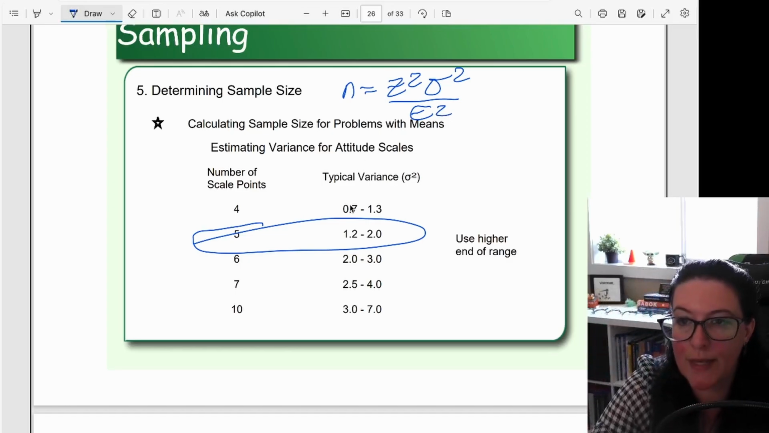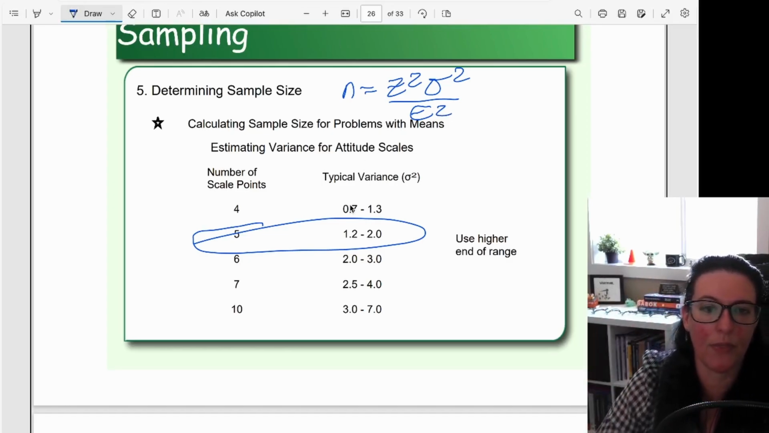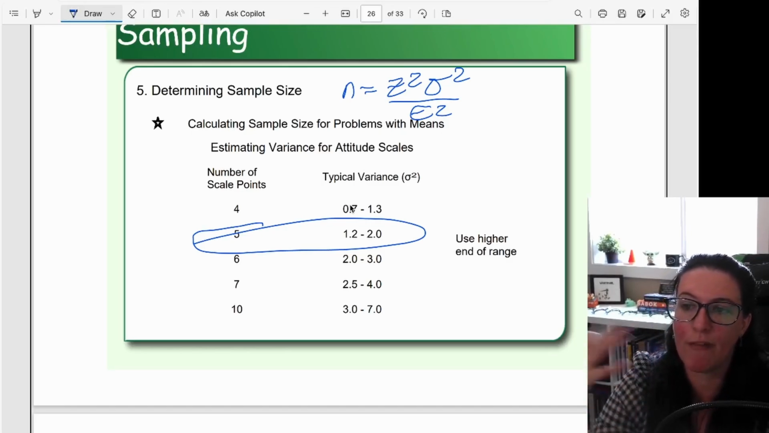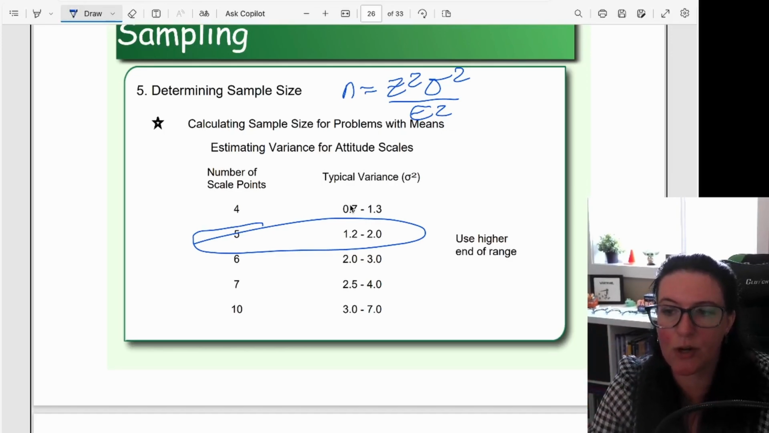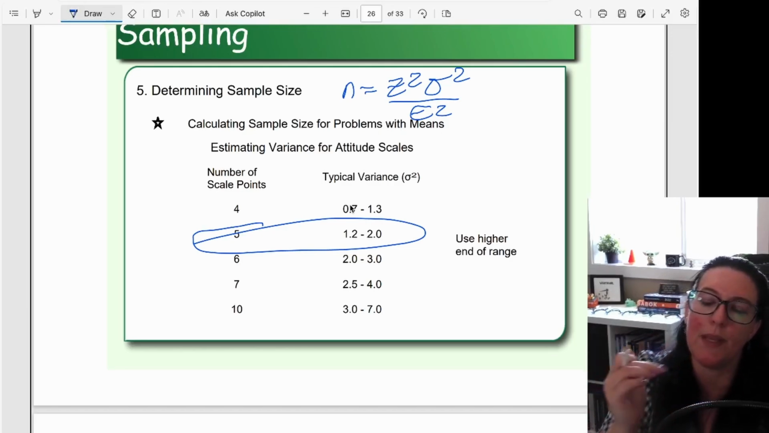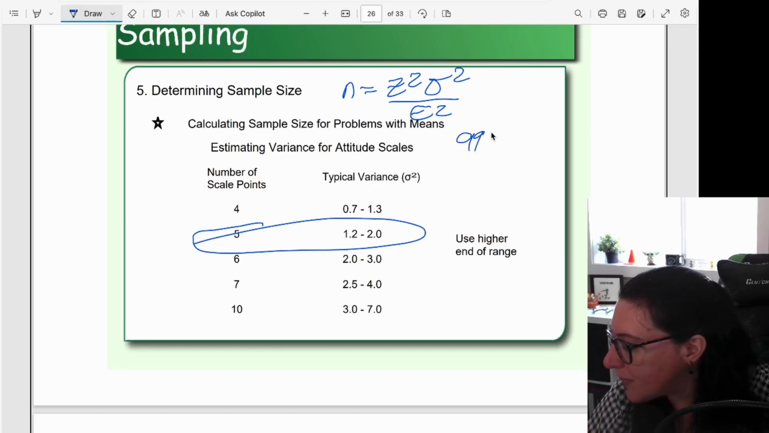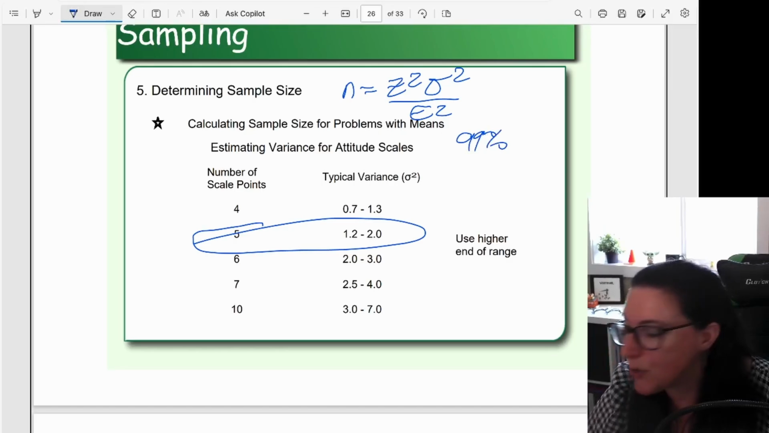Okay, so we need to make some decisions. Let's start with the level of confidence. So how confident do we have to be? We're going to find the average response to this question in our sample. So we might say the average is somewhat dissatisfied. Next time we do a sample of different people, they might be somewhat satisfied. So we would say, what percentage of the time do we need that average from our sample to be the same as the average from the population? Let's suppose we want to have 99% confidence. Okay, so we're going to use a Z of 2.58.